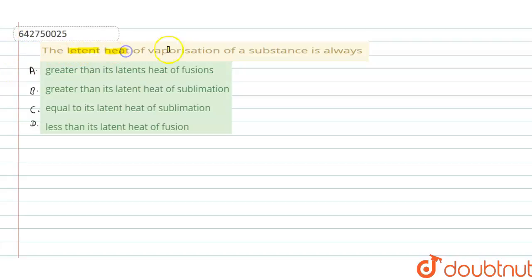Hello students, let's understand the given question. The latent heat of vaporization of a substance is always. So the question is saying that the latent heat of vaporization of a substance will always be: option A, greater than its latent heat of fusion; B, greater than its latent heat of sublimation; C, equal to its latent heat of sublimation; D, less than its latent heat of fusion.